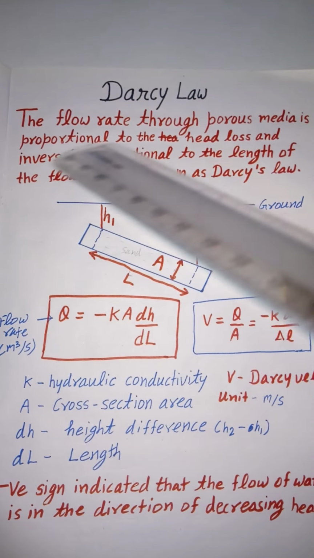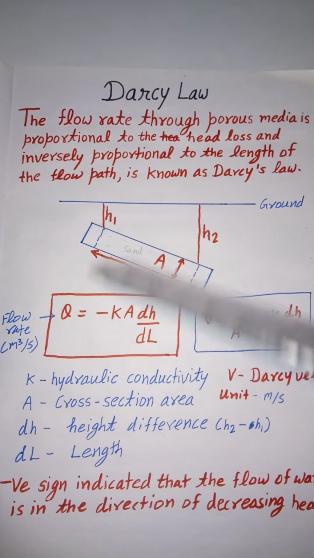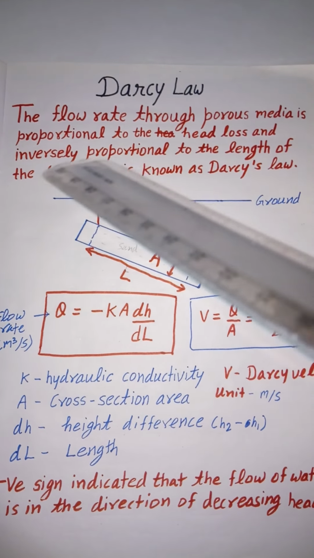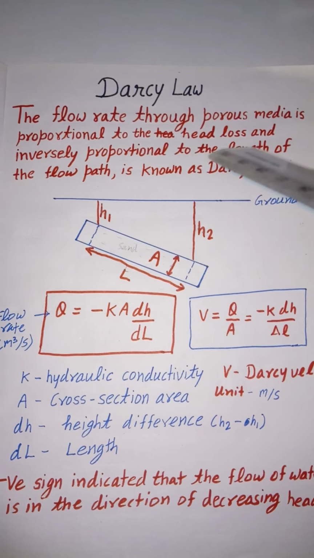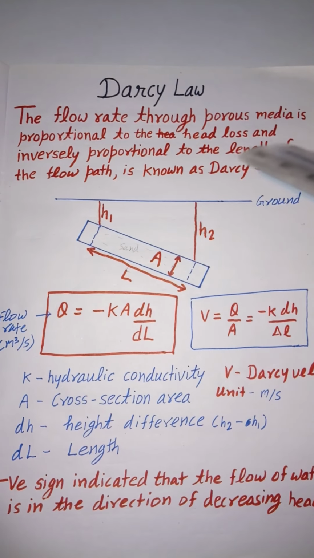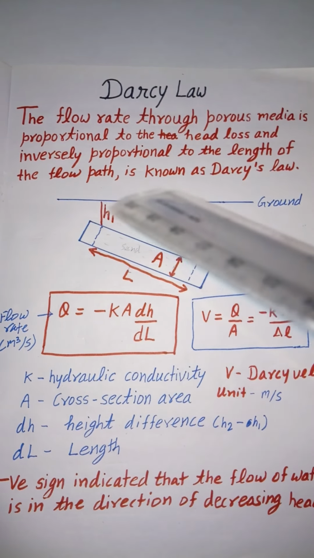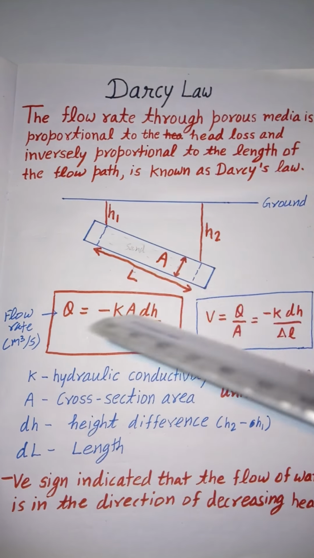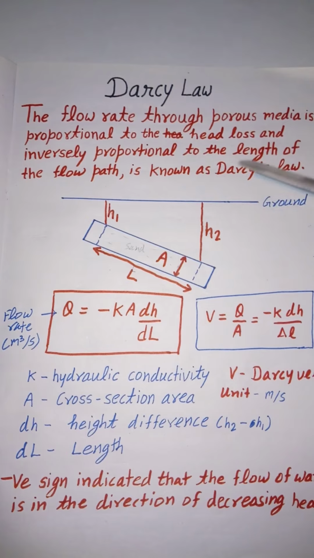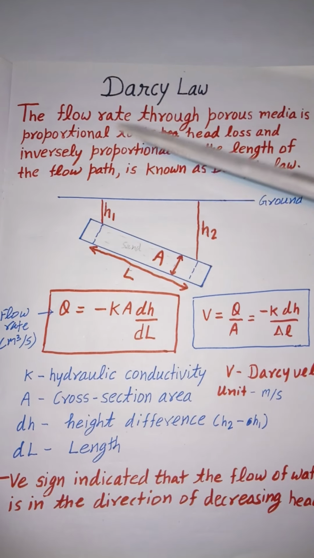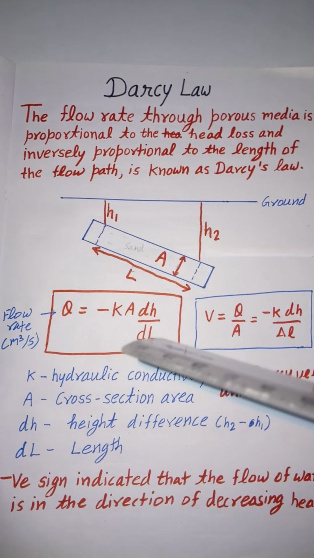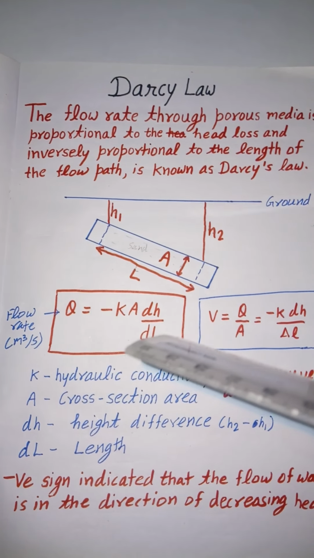So the definition of Darcy's Law is based on this conclusion: the flow rate through porous media is proportional to the head loss and inversely proportional to the length of the flow path, and this is known as Darcy's Law. Simply, this conclusion became the definition of Darcy's Law, that flow rate through the media is directly proportional to the head difference and inversely proportional to the length. And this came into a formula also.